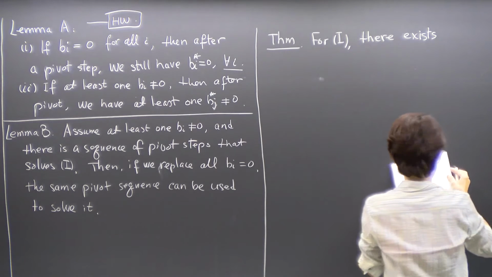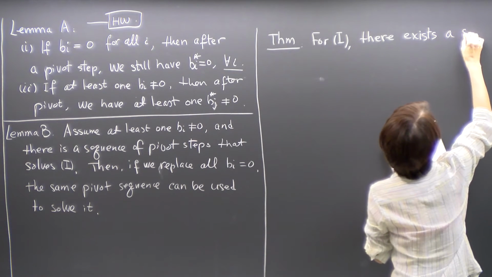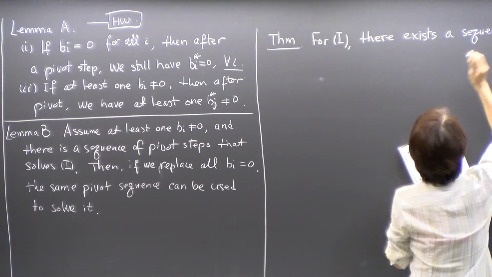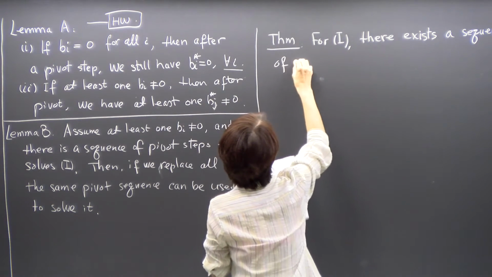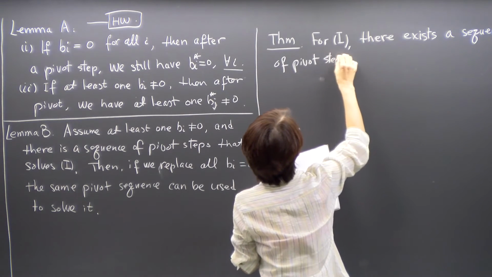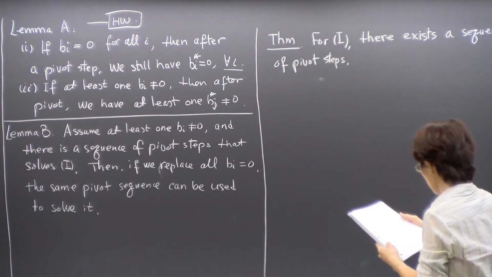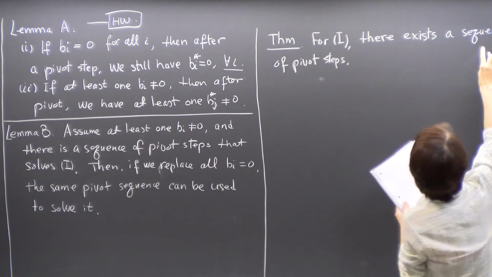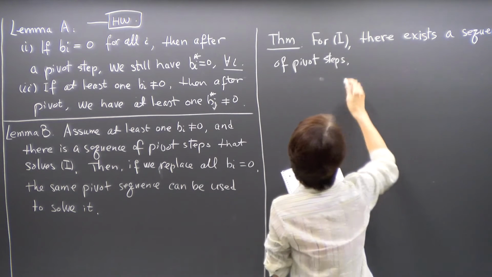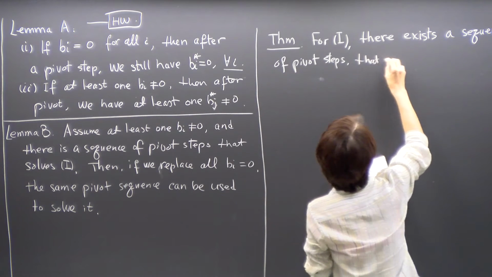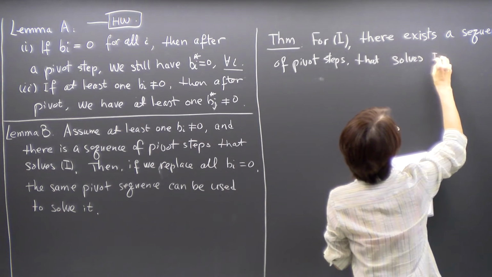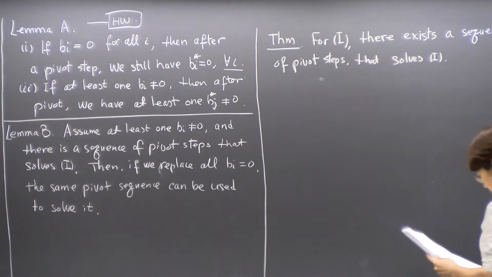There exists, you can always find a sequence of pivot steps. So you can always perform pivot in a way. When I say sequence, that means finite, okay, not infinitely many. That solves the problem 1.